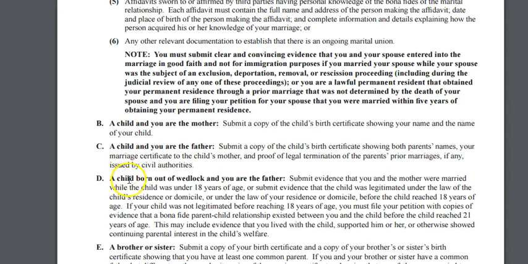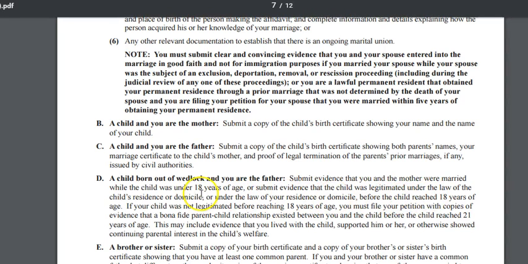Okay, so for a child born out of wedlock, submit evidence that you or the mother were married while the child was under 18 years old. Submit evidence that the child was legitimate under the law of the child's residence or domicile. And then you must file a copy of it, showing the bona fide parent relationship.